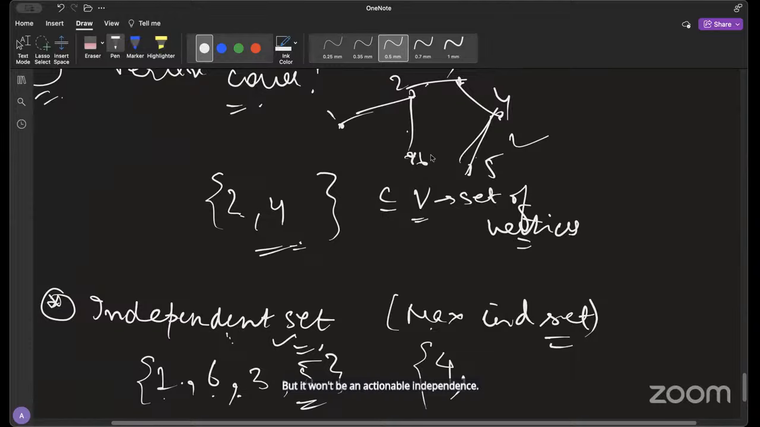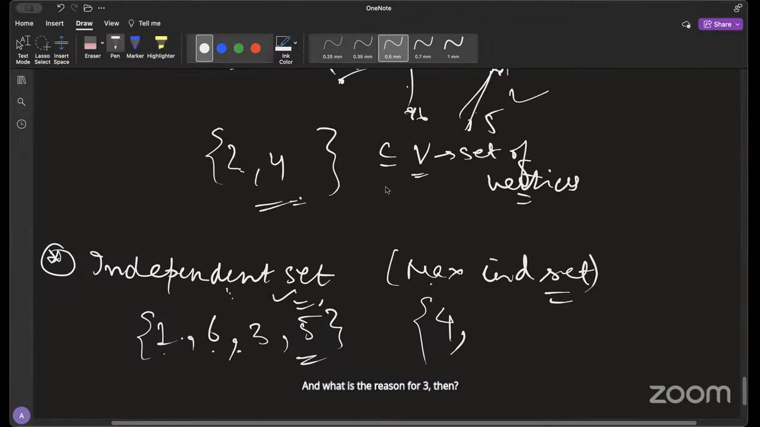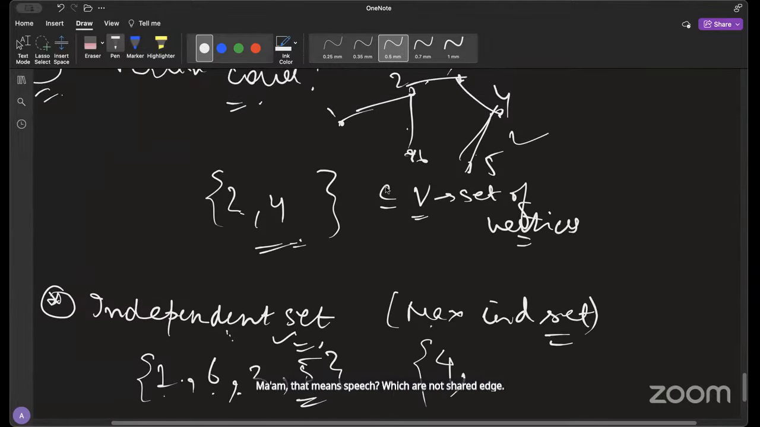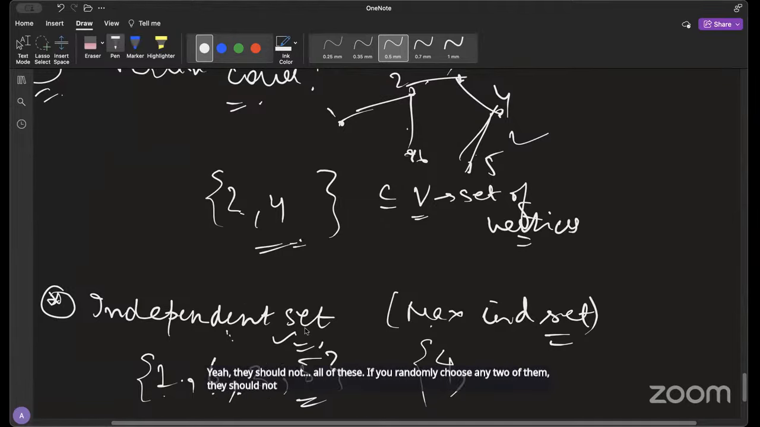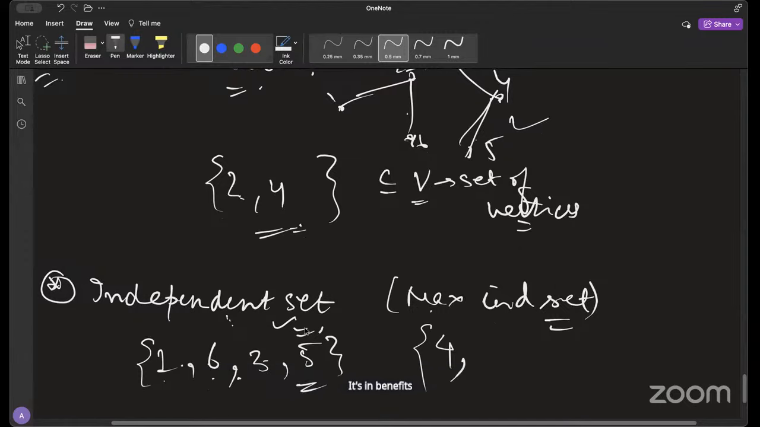All right. And ma'am, what is the reason for 3 then? Which are not sharing an edge. Yeah, if you randomly choose any two of them, they should not share an edge. It's simple.